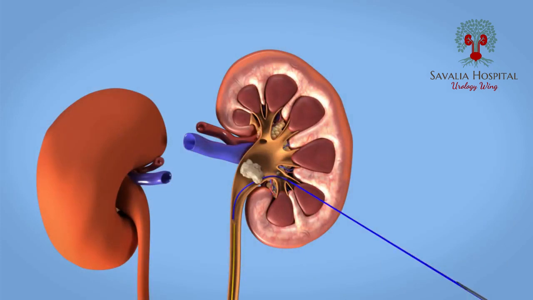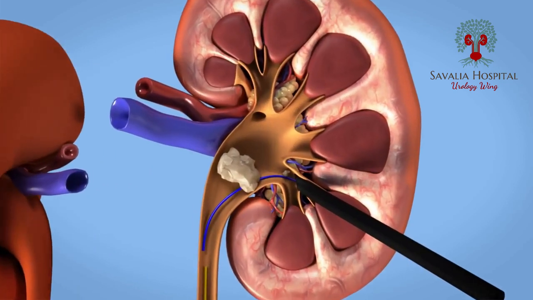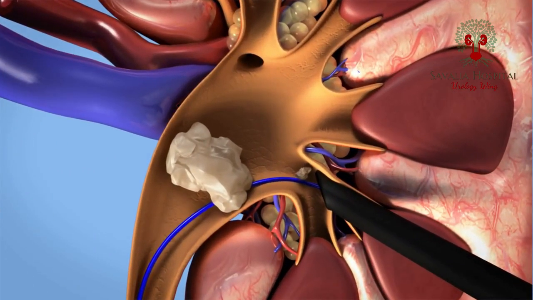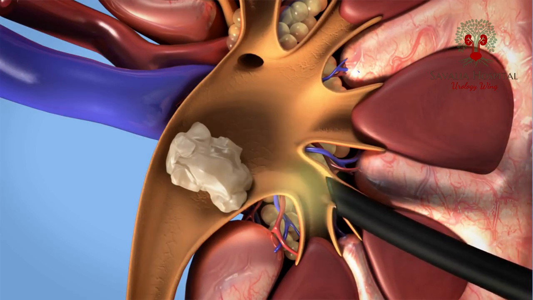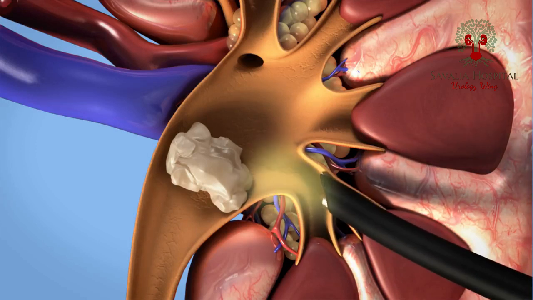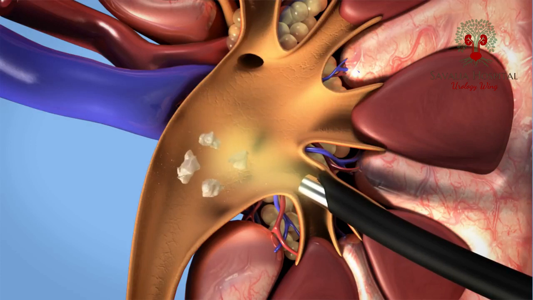This access route is carefully dilated. The guide wire allows the nephroscope to safely access the kidney. Some stones can be removed directly using a grasper. Larger stones need to be fragmented first, using a device like a laser before extraction.